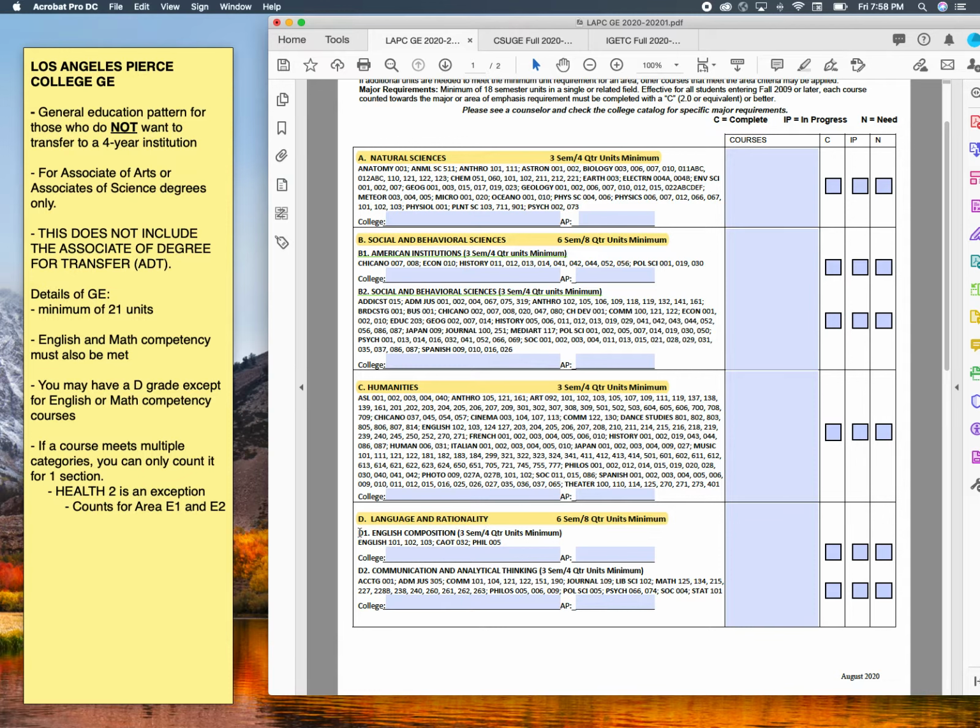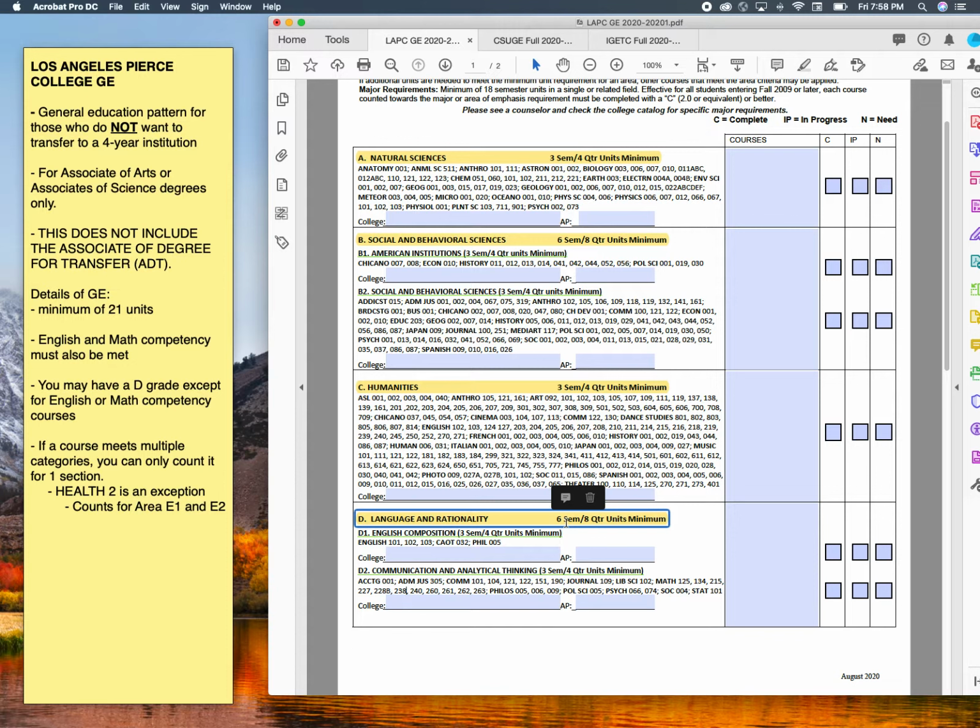This also has a subcategory. The first subcategory is English Composition, and the second subcategory is Communication and Analytical Thinking, okay? So that means you have to have 1 class from English Composition, and it has to be at least 3 units, and 1 class from Communication and Analytical Thinking, and it has to be at least 3 units. So in total, 1 from here and 1 from here to equal a total of 6 units.